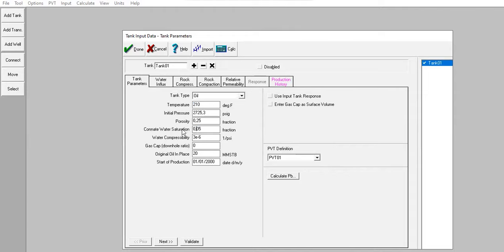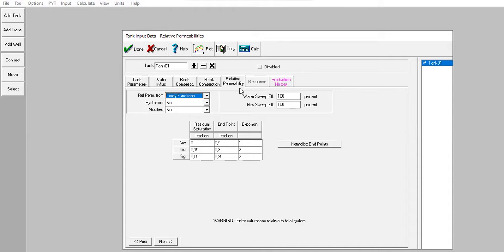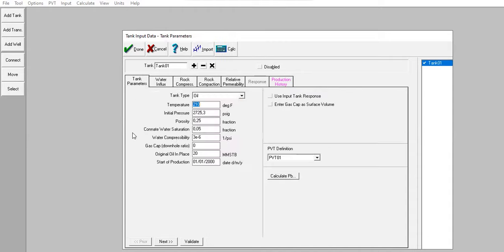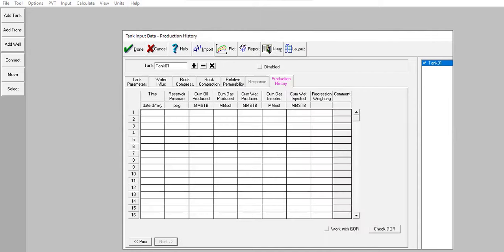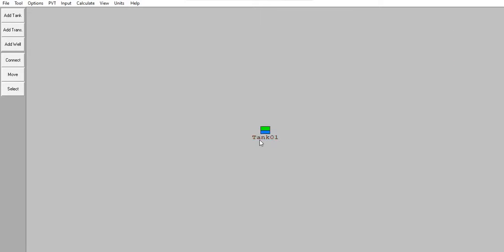This one, connate water saturation. Okay, I will check it back for the relative permeability. Okay, this one. Okay, 0.05. This one. Okay, done. All right. So I have one tank, I have one reservoir.